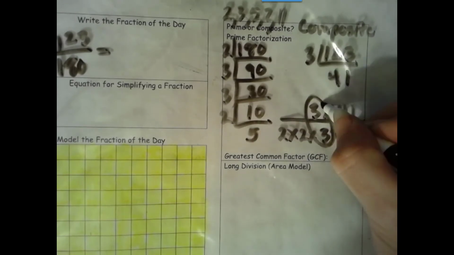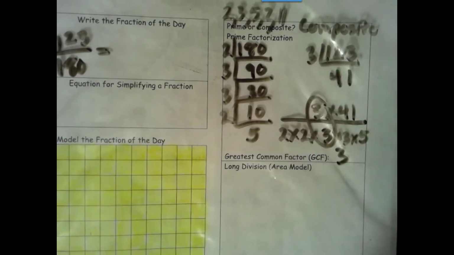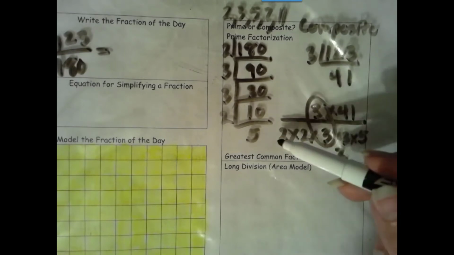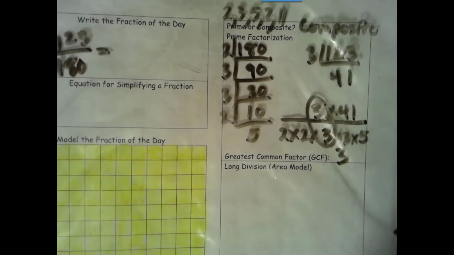So it looks like we have 3's in common. That's our greatest common factor, leaving a 41 in the numerator. 2 times 2 is 4, times 3 is 12, times 5 is 60 in the denominator.